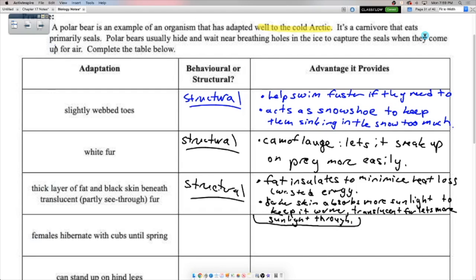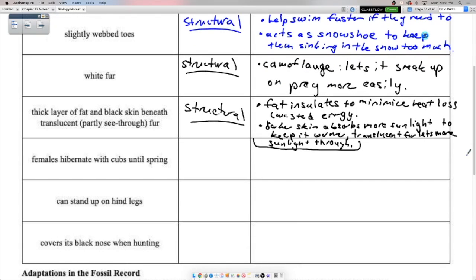Okay, females hibernate with cubs until spring. Why is that a good idea? Well, cubs are a lot of mouths to feed, right? Not to mention your own mouth. So, just like the bear we talked about on the last page, if you can hibernate during the winter when there's not as much food, when holes in the ice are not going to be as abundant because there's going to be more just frozen solid ice, well, go to sleep for a few months. And then in the spring, when there's going to be more opportunities to hunt and eat, then wake up and worry about feeding yourself.